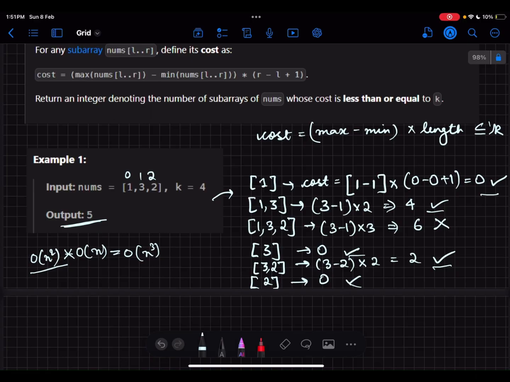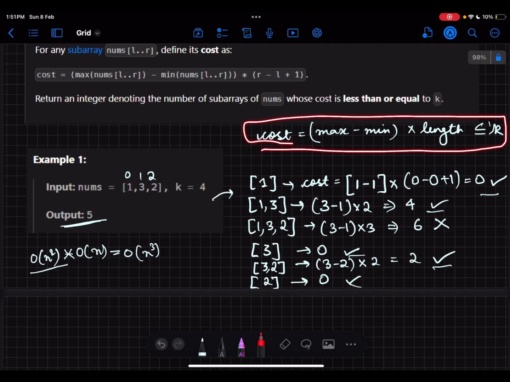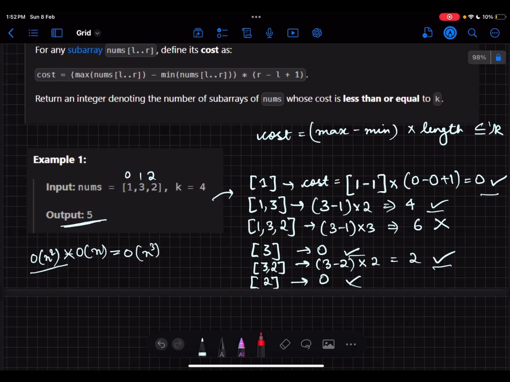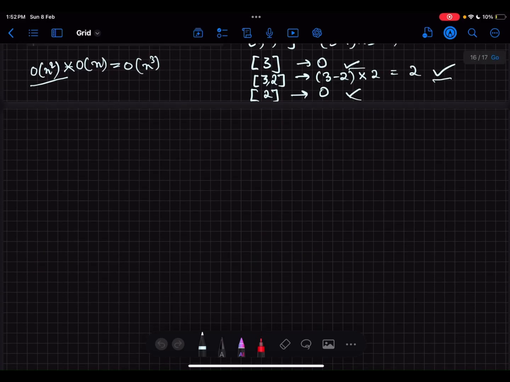So optimizing this a bit, instead of checking every subarray, we fix the right pointer R. We find the smallest left pointer L that keeps the cost valid, that always satisfies this condition. So considering all subarrays suggests that we need to use a sliding window. Now comes the problem: how to keep track of the maximum and minimum inside a window. The best way of doing that is using monotonic deques.